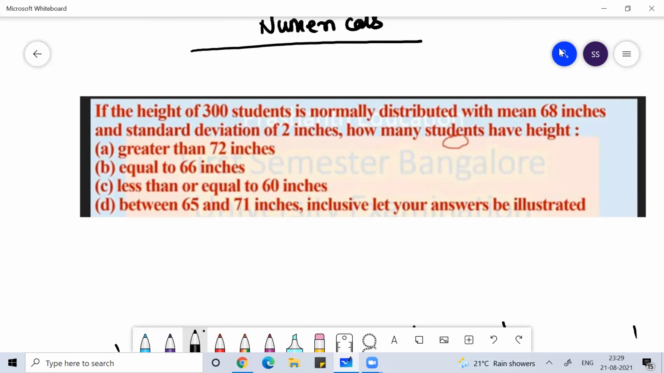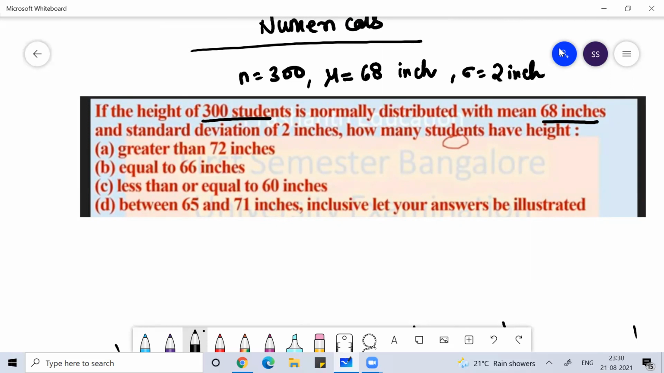The purpose of this class is to focus more on this numerical, which students normally get confused by in the exam. So we'll talk about this numerical. If you see the data, the total number is given as 300. So around 300 students are there in the class, where the population mean is given as 68 inch, and the standard deviation of the data is 2 inch.